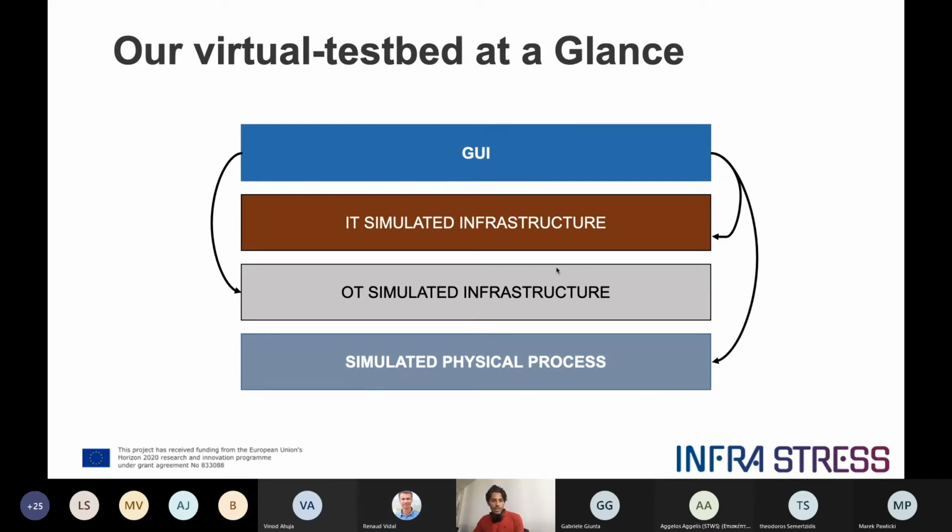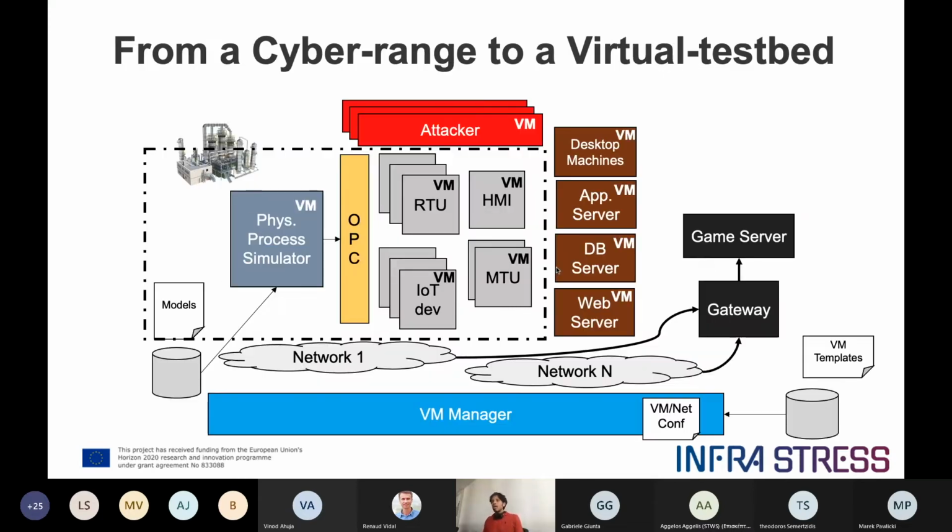So the other two layers are the industrial-specific ones. One layer is for the simulation of operational technologies, that is, those technologies that have a direct interaction with the physical process. And then we have a very important layer, which is the layer for the simulation of the physical process.